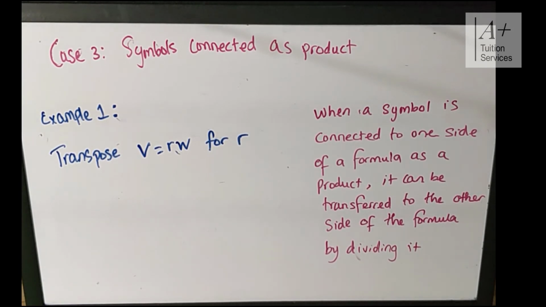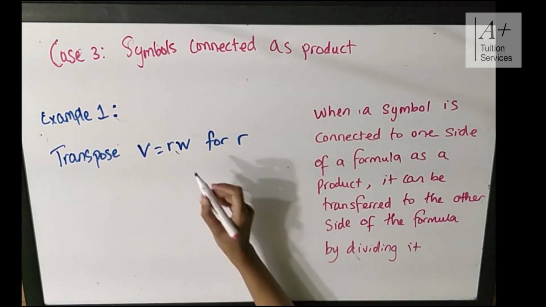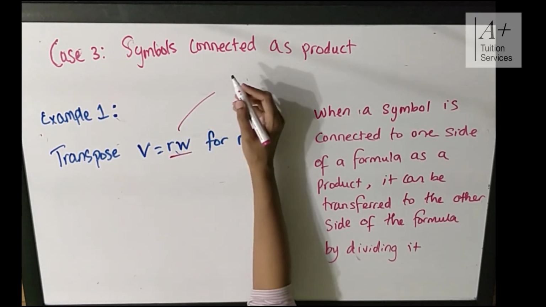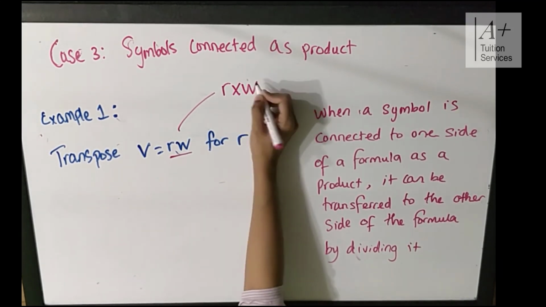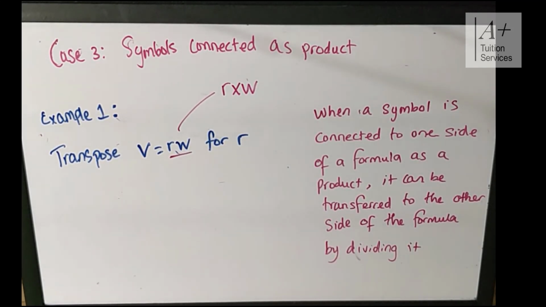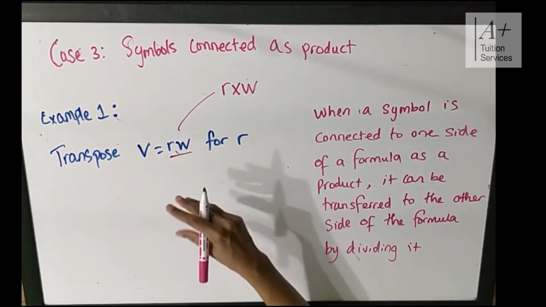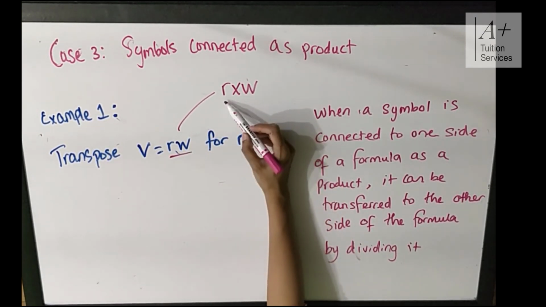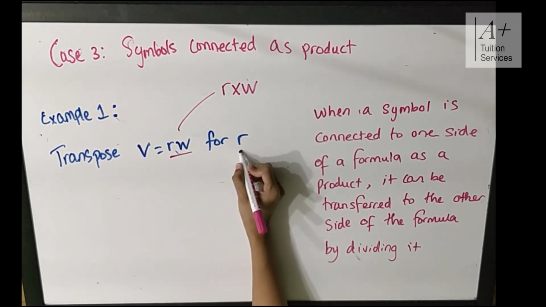RW, two letters stuck together. Remember when we did equations, from the beginning stages of algebra, two letters that are stuck together like this means they are multiplied by each other. So R is multiplied by W, hence you get RW. Always remember that. Two letters connected to each other with no space, no symbol or anything, is a multiplication. And we want to find R.